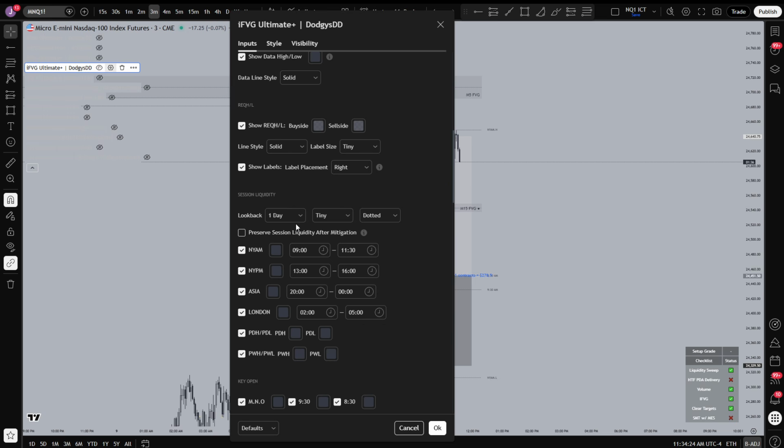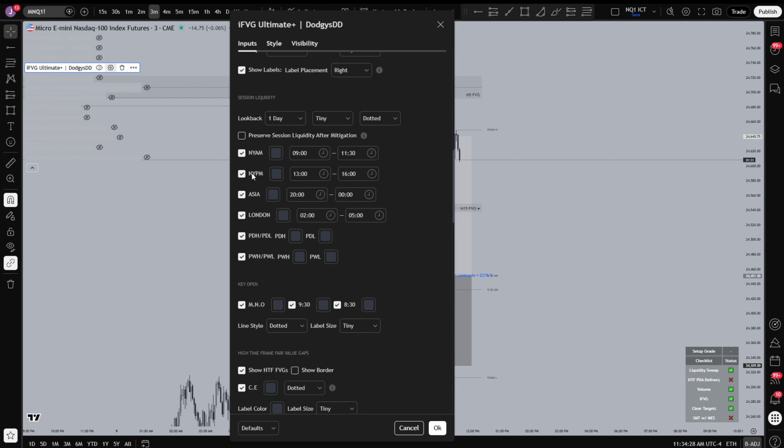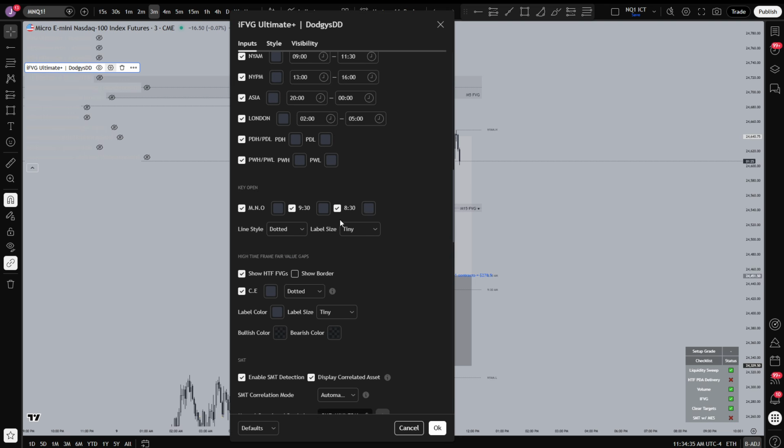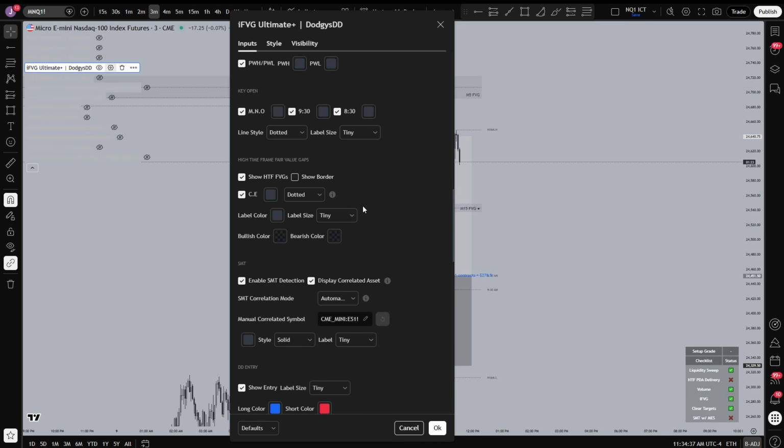Now it has session liquidities. Again, this is an all-in-one indicator built in for you guys. New York AM, PM, Asia, London, previous day high and low, and it has previous week high and low. It has all the key opens, right? It's everything that you guys could have thought of, we put into this indicator. High time frame fair value gaps. You can have it show the CE or not.